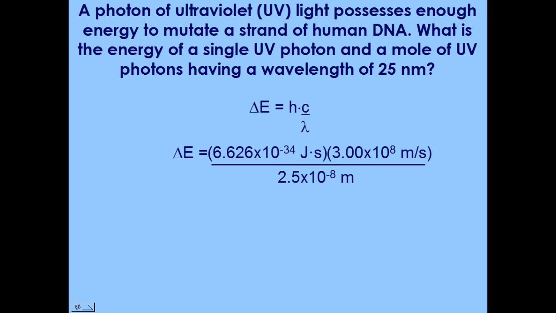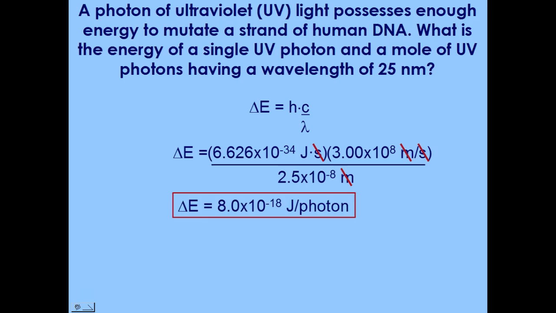So you have your Planck's constant, you have your speed of light, and you do need to change your wavelength to meters because your speed of light is in meters. Remember that 1 meter is 10 to the 9th nanometers. So that's how I got that converted. The meters go away, the seconds go away, and when we multiply and divide, our sig figs are going to be determined by the wavelength precision, which is 25, 2 sig figs. So per photon, we have that the energy change would be 8 times 10 to the negative 18th joules.